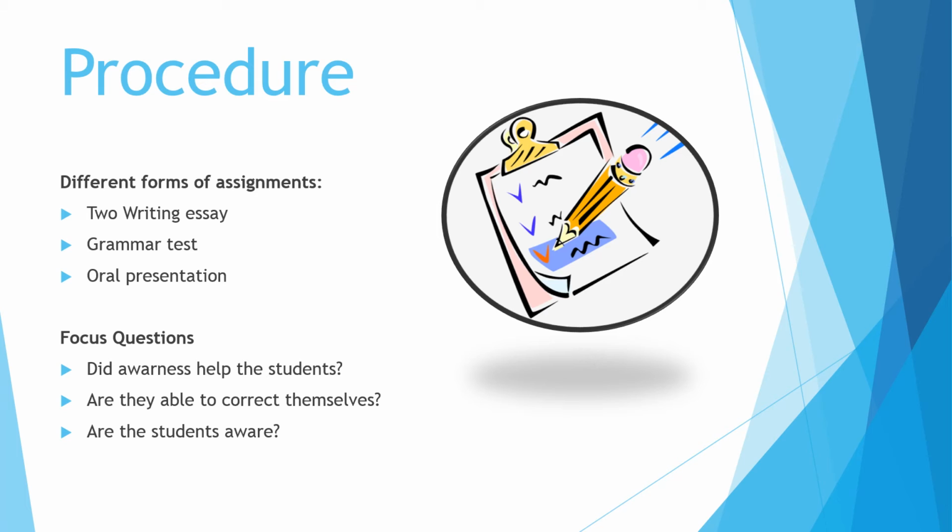Number 2, are the students able to correct themselves? When told to look for an error, are the students able to notice it? In that case, the problem isn't that the student is unaware of the rules. Number 3, are the students aware? If not, how can we help them? And if they are aware, then where does the problem really lie?